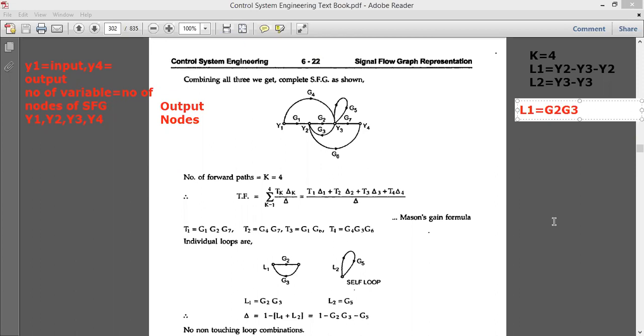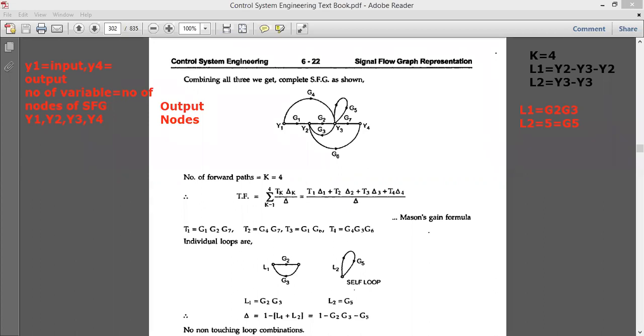Similarly for L2, it starts at Y3 and ends at Y3. For that particular loop, we have G5. So we got L1 and we got L2.